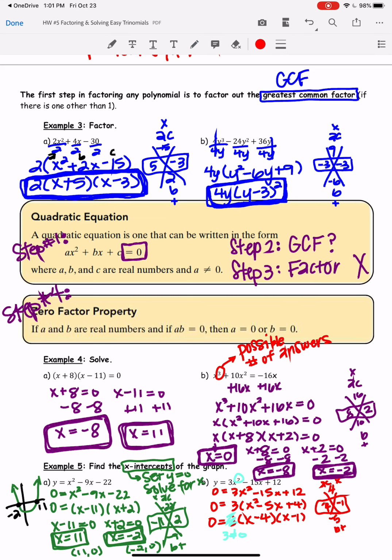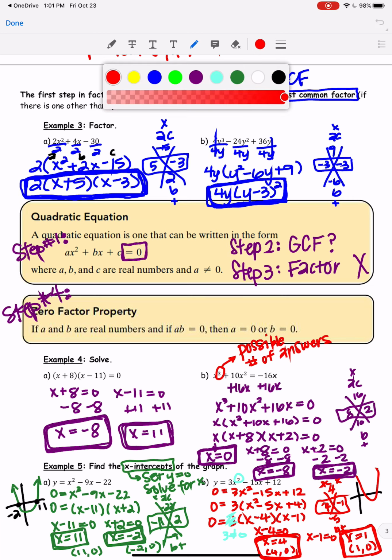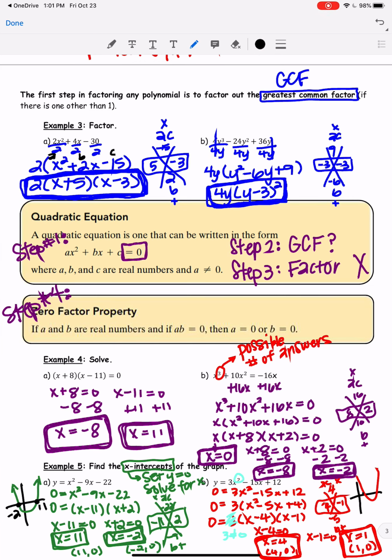Okay, and so what does that graph look like? Your parabola is going to look something like this, where it is crossing at 1 and at 4. All right, so a lot of information in this one.